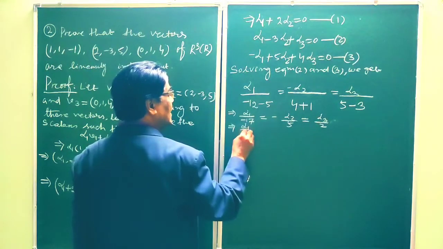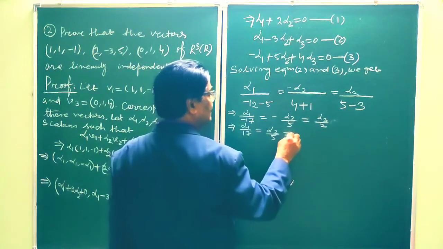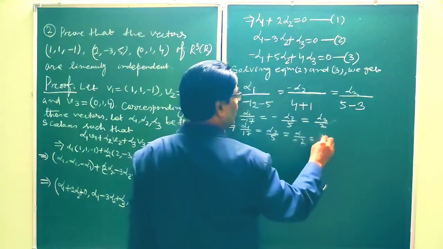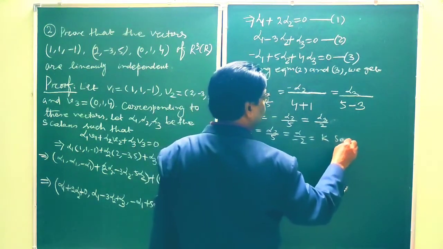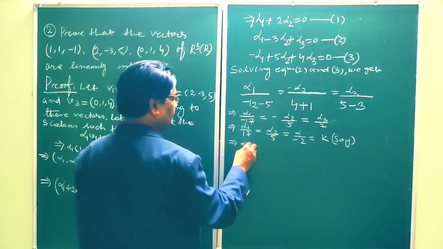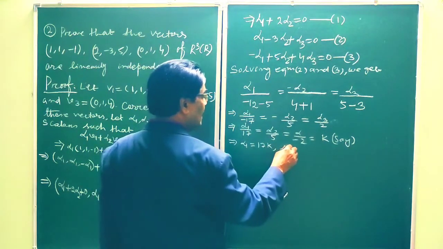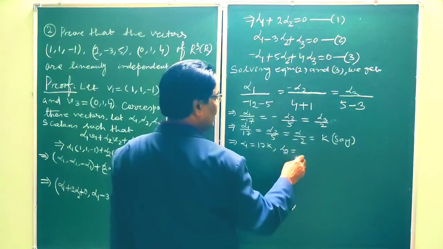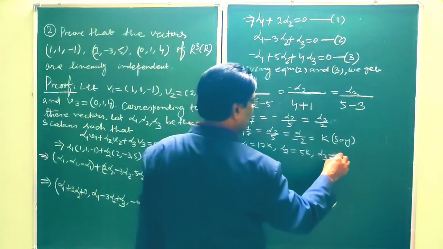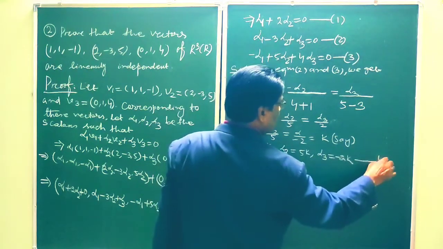This implies alpha 1 by 17 is equal to alpha 2 by 5 is equal to alpha 3 by minus 2 is equal to k. This implies alpha 1 is equal to 17k, alpha 2 is equal to 5k, alpha 3 is equal to minus 2k. This is equation 4.